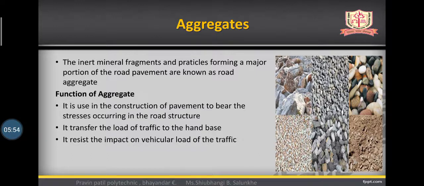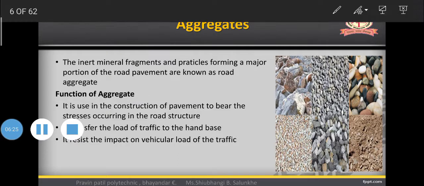What is the main function of aggregate? It is used in the construction of the road pavement to bear the shear that occurs in the road structure because of the vehicular load. That vehicular load is not constant, and because it is not constant, that load will create a shear in the road surface. To bear that shear, we use an aggregate.